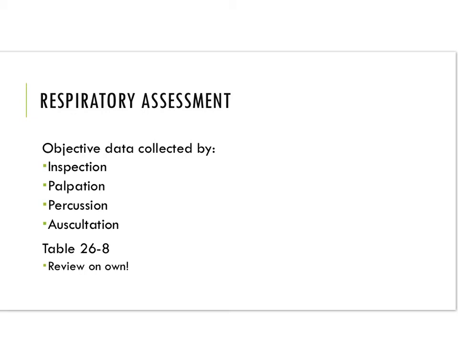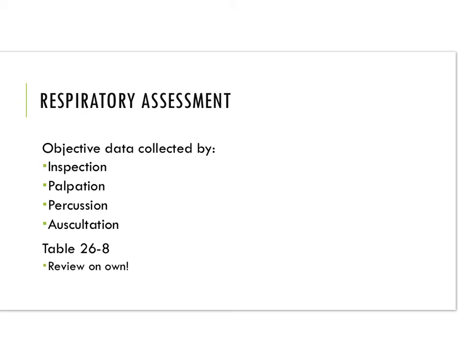What we're mainly looking for is any kind of respiratory distress. So is the patient tachypneic? Are they using accessory muscles? Is there symmetrical chest wall movement? What is the AP diameter? Patient's AP diameter should be 1 to 2.